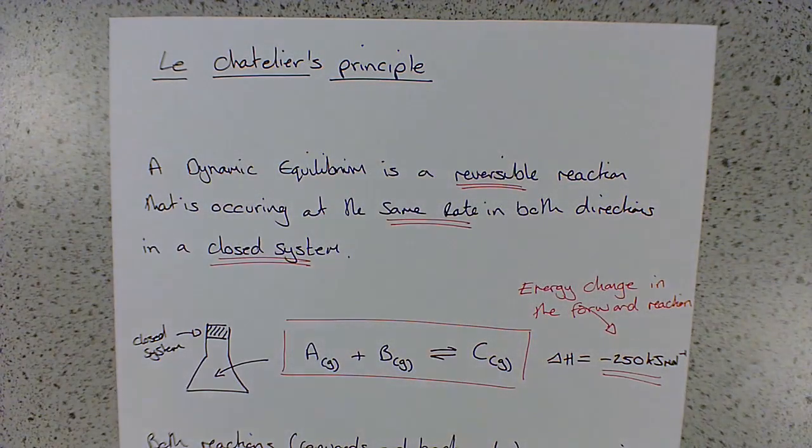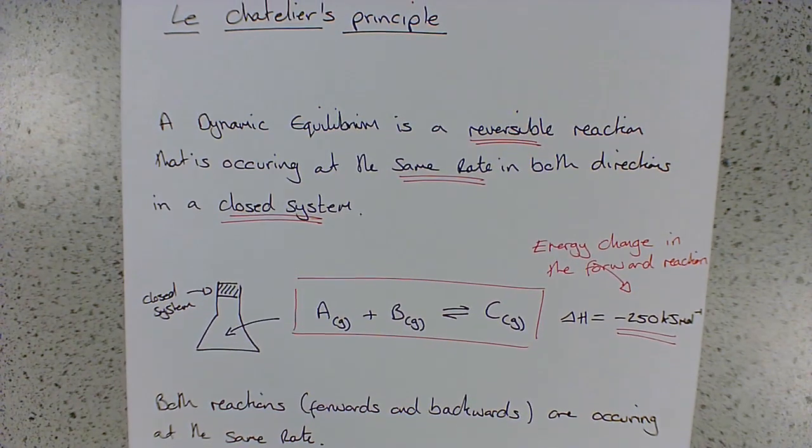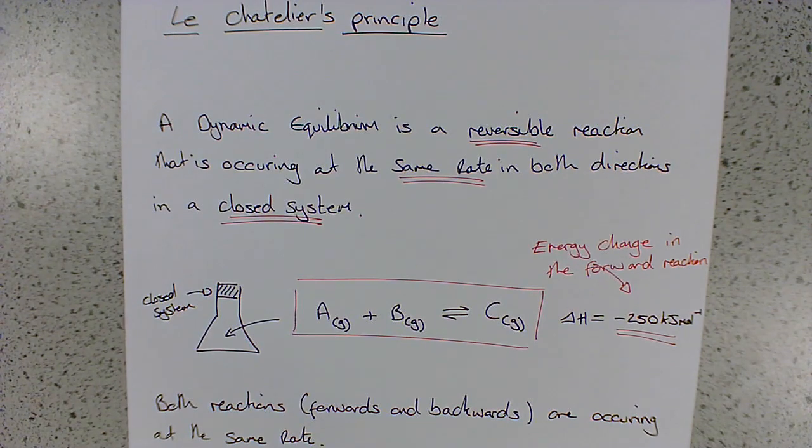In this video we're going to be looking at Le Chatelier's principle, which is a principle that we can use to predict the effect of changing certain conditions on a dynamic equilibrium system. So just to recap quickly, a dynamic equilibrium is a reversible reaction that is occurring at the same rate in both directions, forwards and backwards, and is in a closed system.